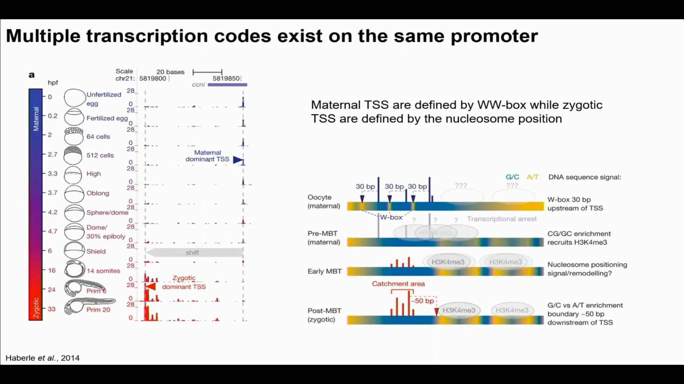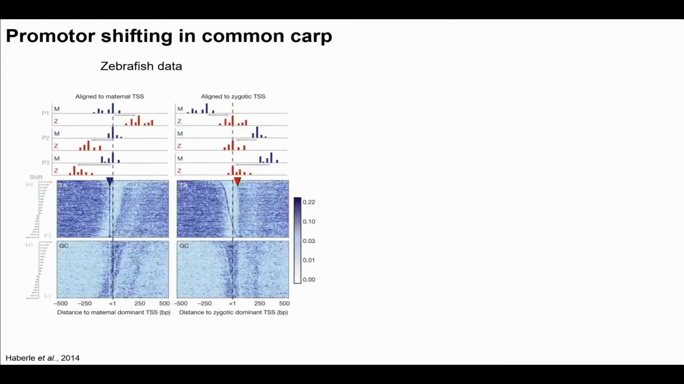While the zygotic promoters are defined by the nucleosome positioning signal, and they span a broader region compared to the W box dependent start site. So, just to show how this looked in zebrafish.